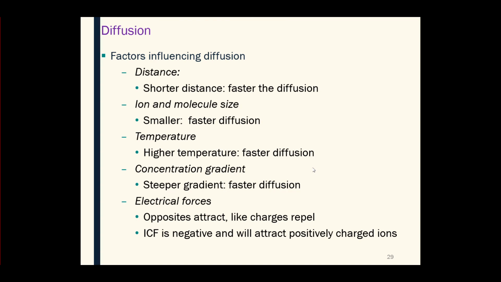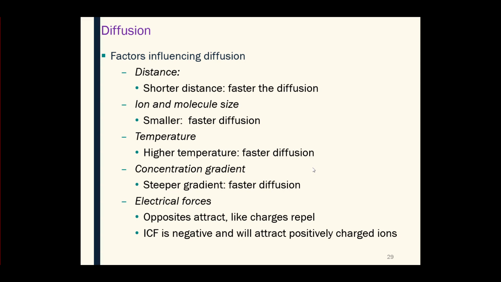So what are some of the factors that influence diffusion? Meaning, what's going to cause diffusion to be either faster or slower. Number one is distance. As I mentioned earlier, the shorter the distance, the faster the diffusion. If there's a big distance that something has to move, it's obviously going to take longer. So the shorter the distance, the faster diffusion will occur. The ion or the molecule size: if something is smaller, it's going to move faster, right? It's kind of like weight. If something has a lighter weight, it's going to move faster than something that has a heavier weight.